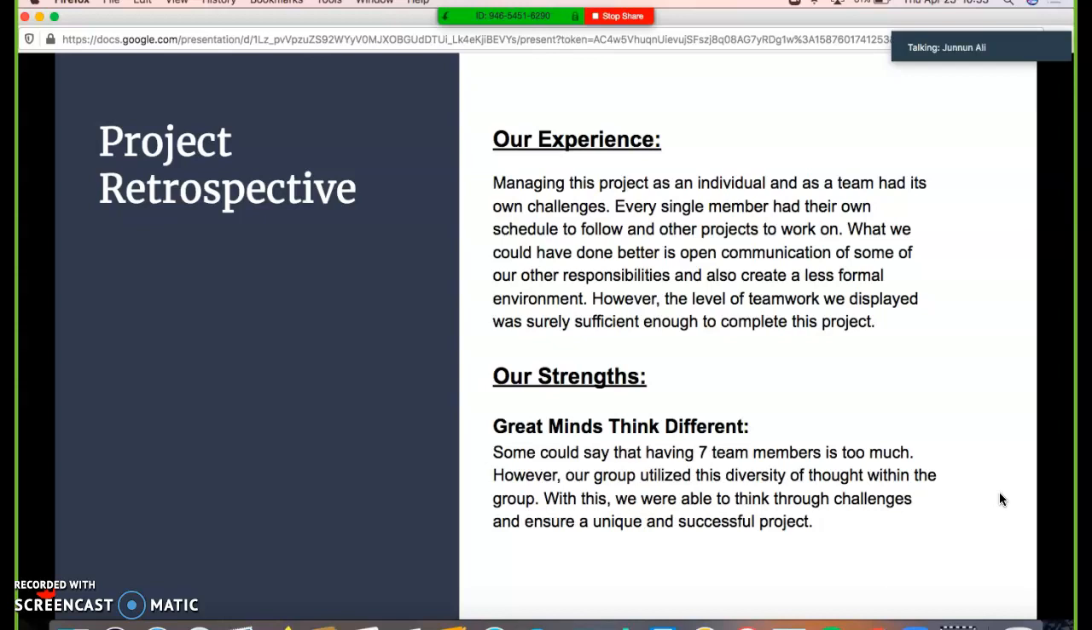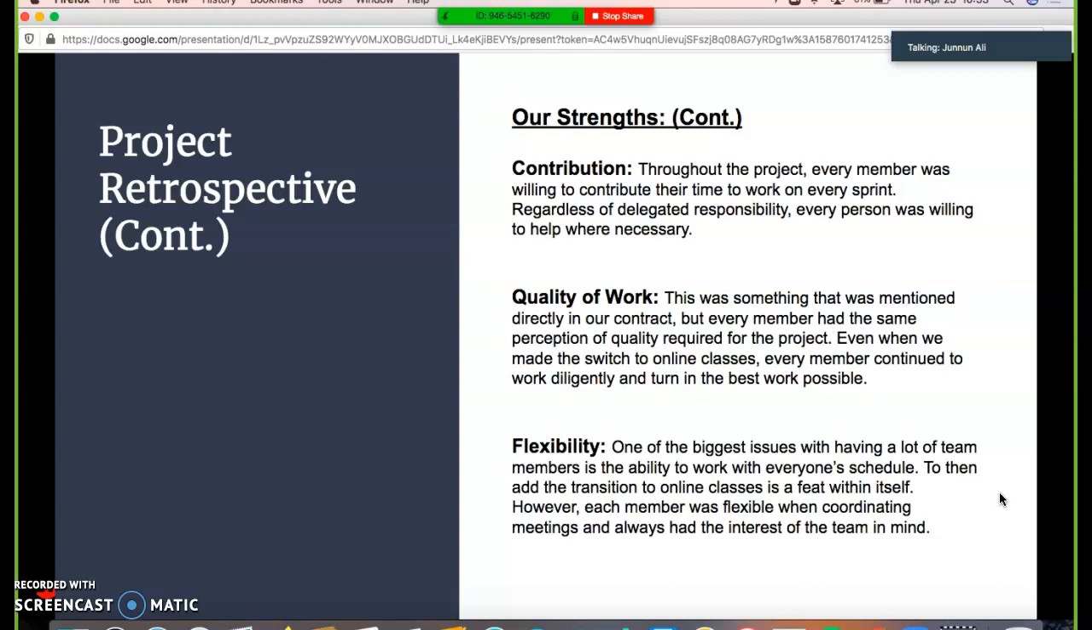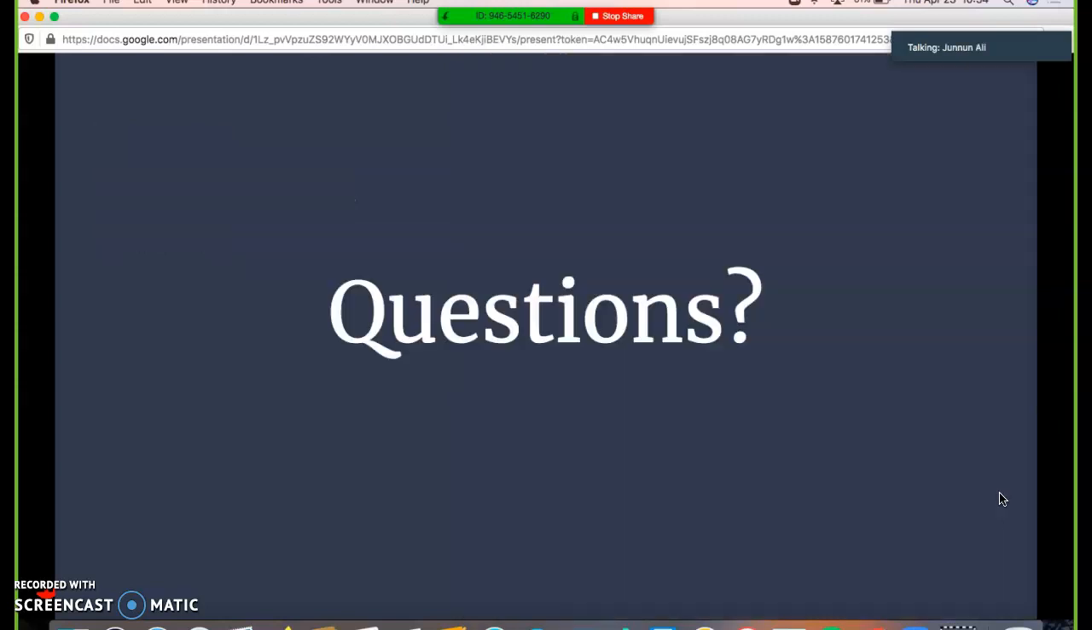However, despite our challenges, having a group of 7 became a strength in this situation because we had so many bright and diverse minds willing to lend a hand when necessary, regardless of delegated responsibilities. With that in mind, our quality of work did not change. This was mentioned in our contract, but everyone in our group worked just as diligently as they should have before and after working remotely. And lastly, I'd like to mention that even when scheduling became an issue, our group members tried to be as flexible as possible. And that concludes our presentation.